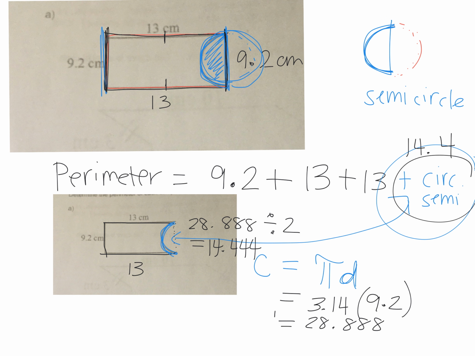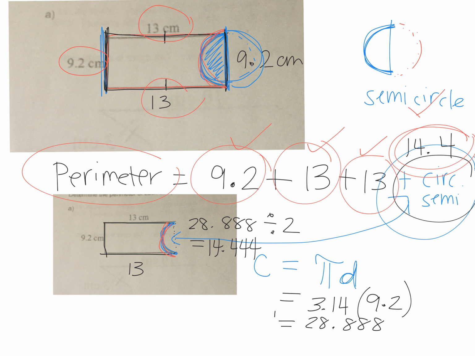Okay? So to find the perimeter, we already started writing it out. We take 9.2 plus 13 plus 13 plus this part right here, which is 14.4. Does everyone understand that? So altogether, 9.2 plus 13 plus 13 plus 14.4 equals 49.6 centimeters. So the perimeter of that shape, the outside of the shape, is 49.6 centimeters.